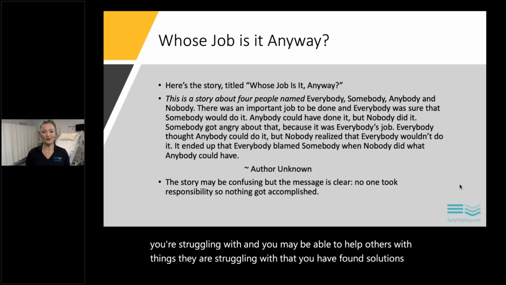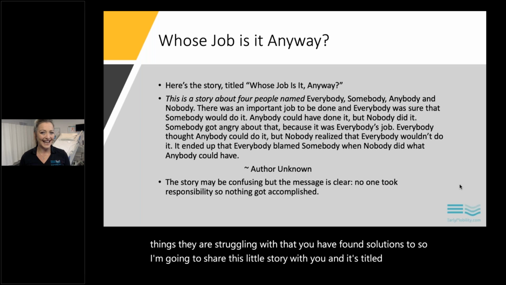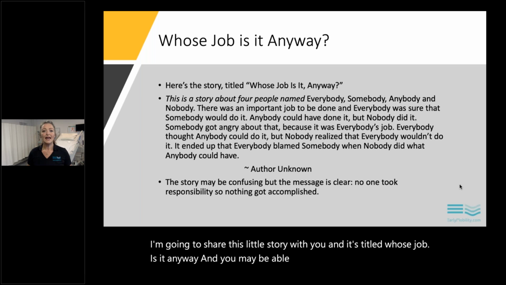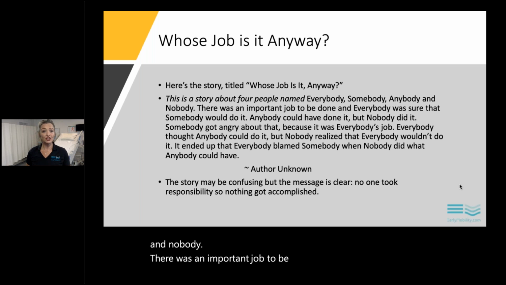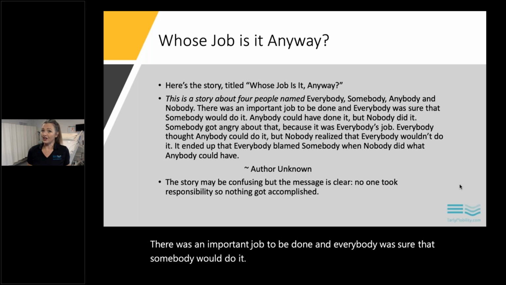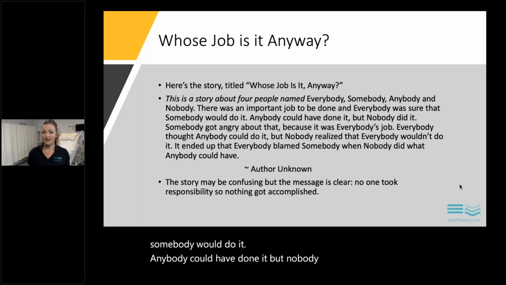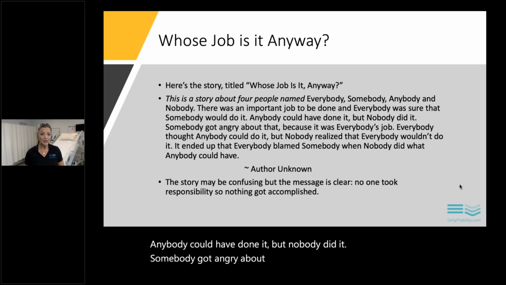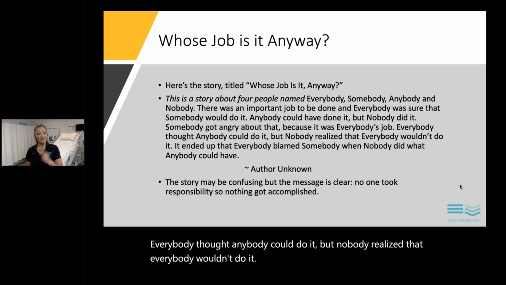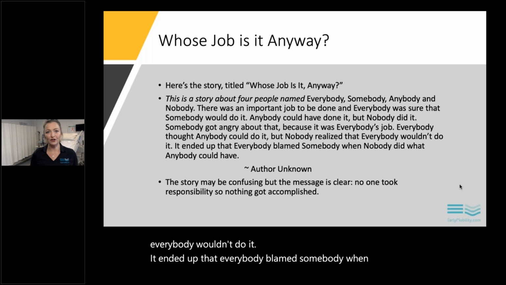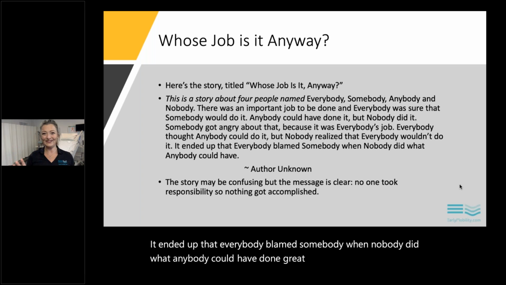So I'm going to share this little story with you, and it's titled, Whose Job Is It Anyway? And you may be able to relate to this. It's a story about four people named everybody, somebody, anybody, and nobody. There was an important job to be done, and everybody was sure that somebody would do it. Anybody could have done it, but nobody did it. Somebody got angry about that because it was everybody's job. Everybody thought anybody could do it, but nobody realized that everybody wouldn't do it. It ended up that everybody blamed somebody when nobody did what anybody could have done. Right? So are you still with me here?